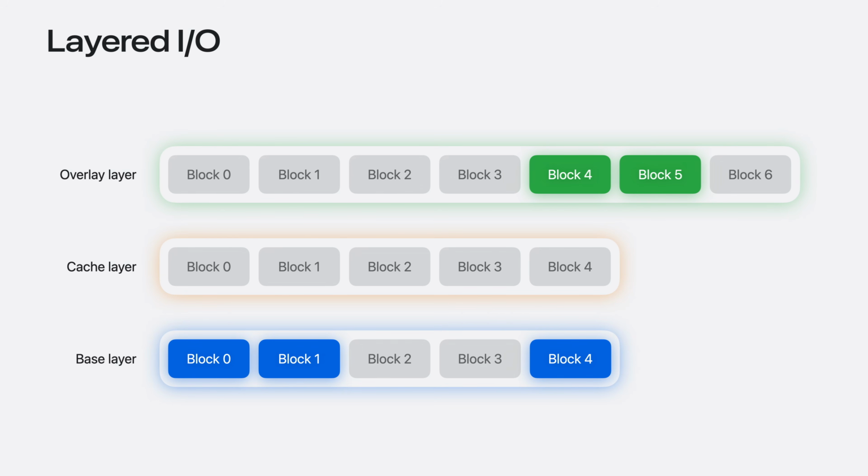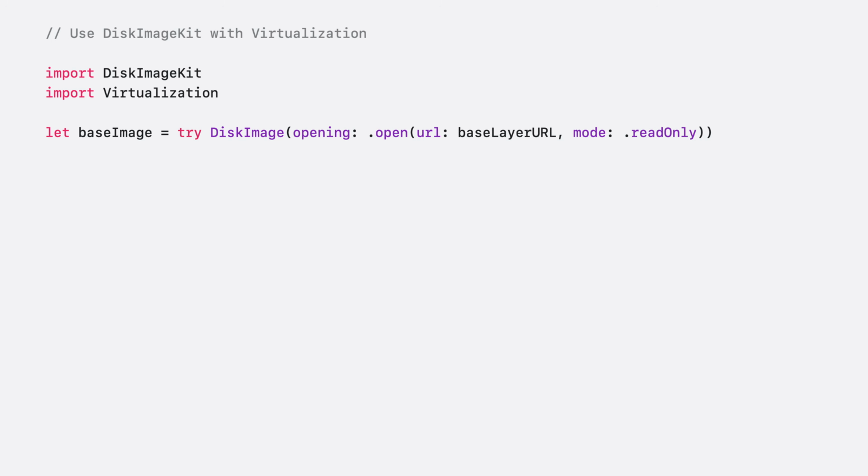To satisfy a read of block 0, Disk Image Kit will traverse the layers of the stacked image until it finds a layer that contains the content for this block. This read will be satisfied by the base layer. Because there was a cache layer, Disk Image Kit will cache the contents of this block and then return the contents to the caller. Subsequent reads of this same block will be satisfied by the cache layer. When writing block 2, Disk Image Kit will discover that the top layer is an overlay and store the content there.